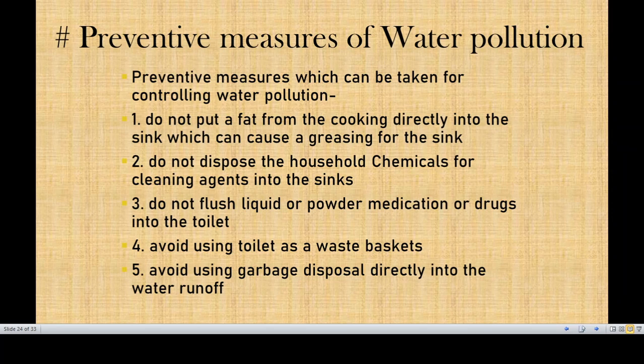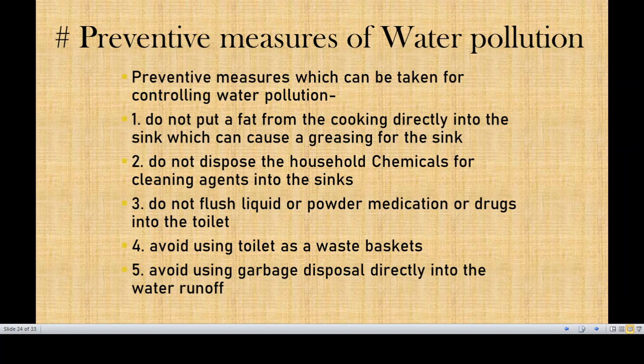Next one, do not dispose of your household chemicals. Like I've said earlier, we use many chemicals in our household. For example, we use many different detergents, soaps, and chemical products for cleaning our house, bathrooms, toilets, and kitchen sinks. Without knowing, we directly dump these into the sinks, and they are then carried through the sewage, that is the drainage system, to the water system.